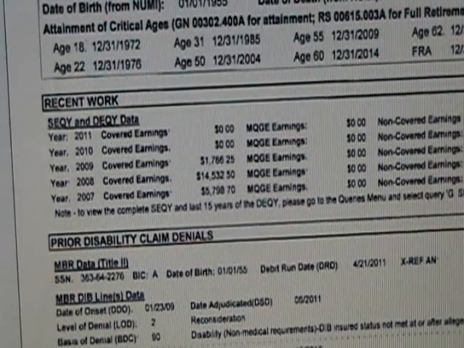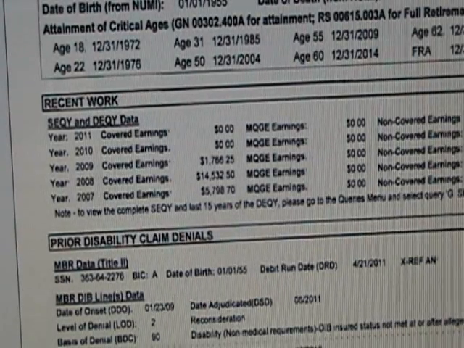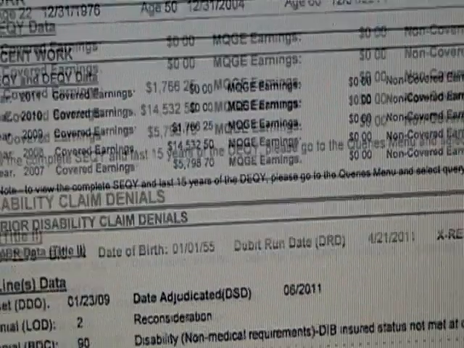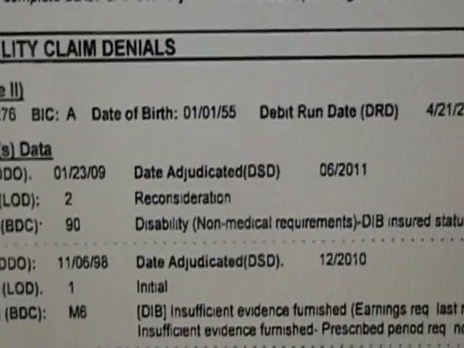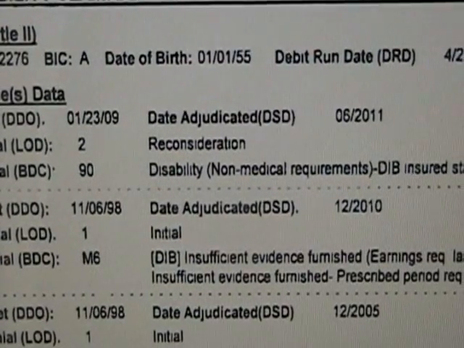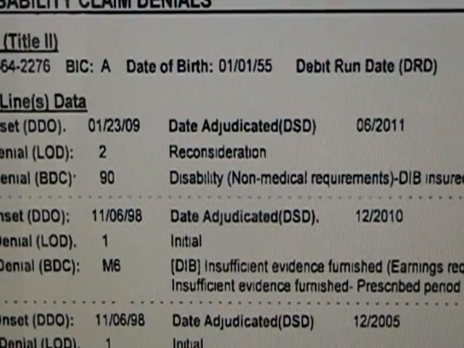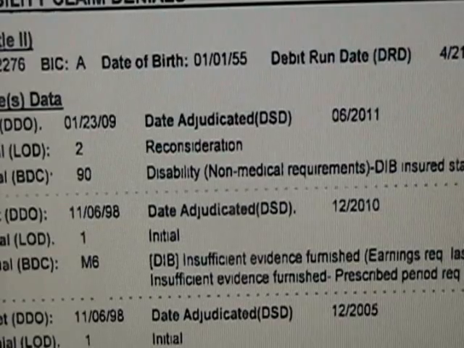Abbreviated DIB review sheet. I have no idea what this is, but look. Right here is my onset date, 11/06/98. I never changed anything, so I have no clue where they're getting this from. The next one.